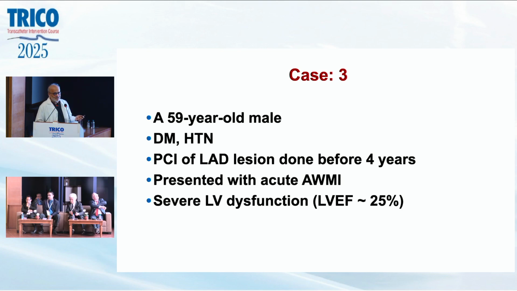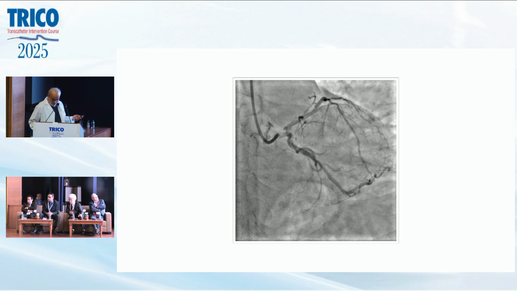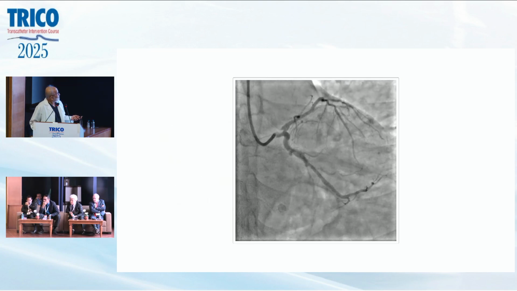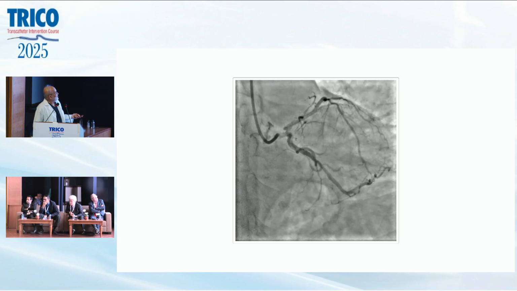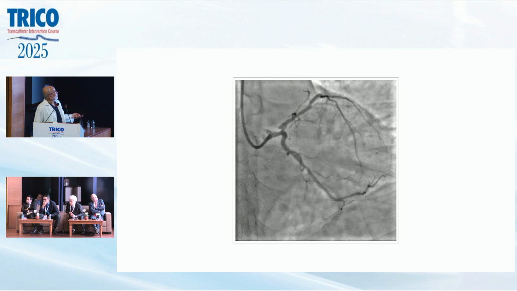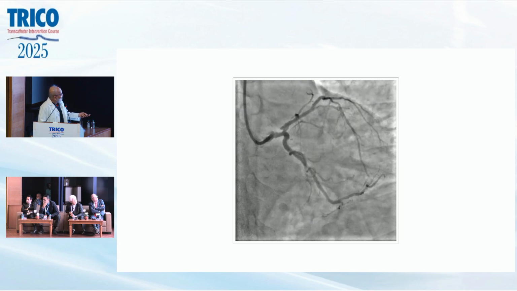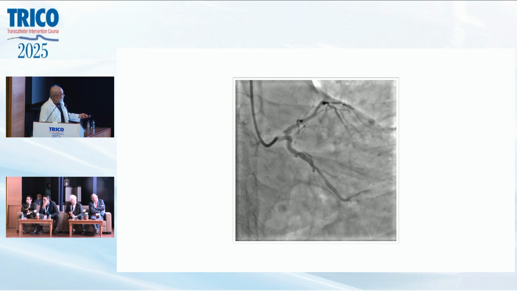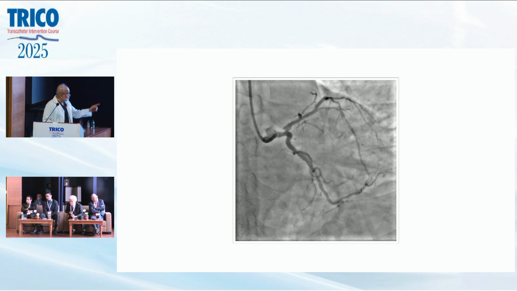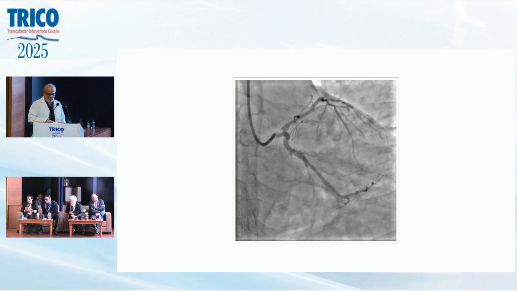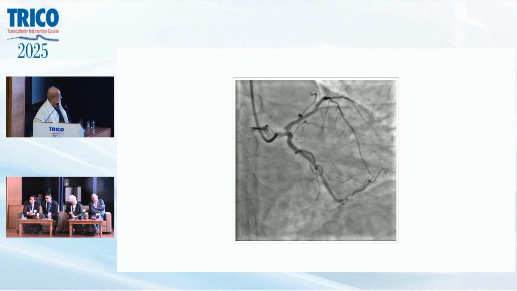I showed this case in our master class of imaging and physiology, TRICO. So this was the picture. Acute anterior wall MI, stent in the proximal part, and it looks like this. I need a view from the panelists. Rajiv, what do you think about this proximal area at the bifurcation?